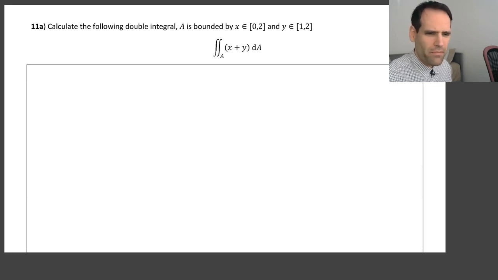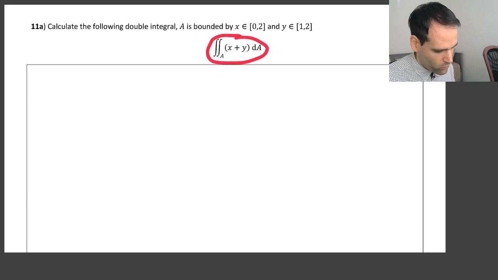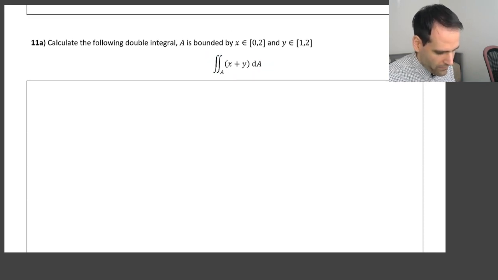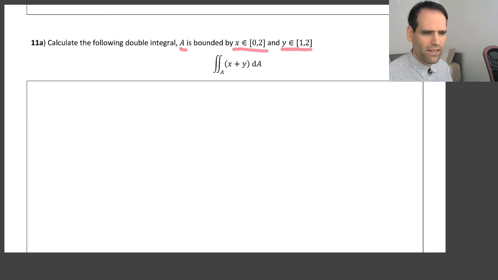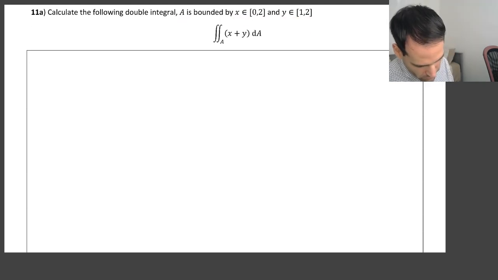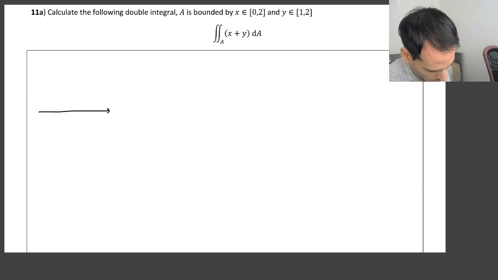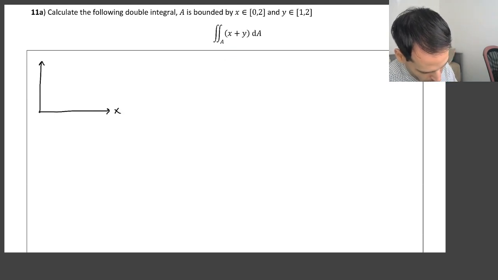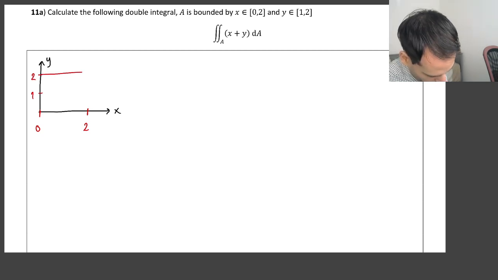Let's solve this problem in which you are asked to calculate the double integral of the function x plus y on a rectangular area given by x in the interval 0, 2 and y in the interval 1, 2. Okay, so first, why not plot the interval. So x is going between 0 and 2, while y is going between 1 and 2. So our rectangle looks something like this.